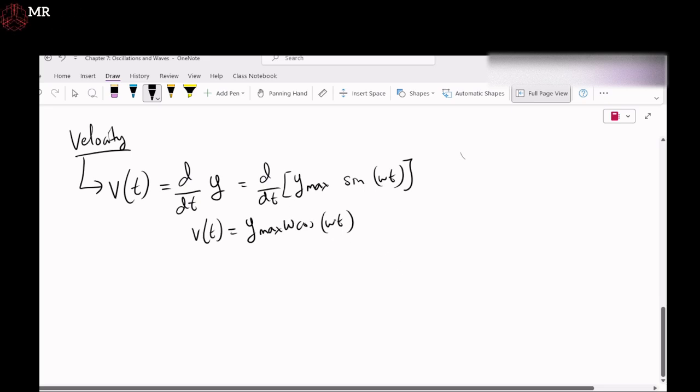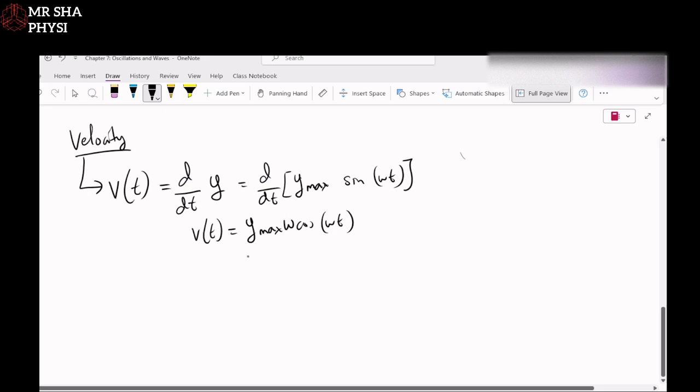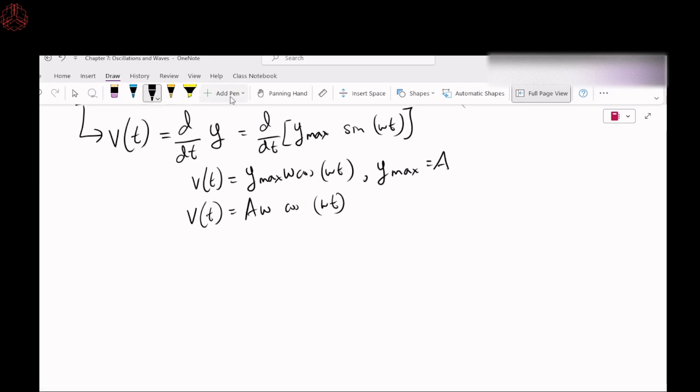So we have a nice function there. But of course, it's useful to just, rather than having to write four letters, write one letter. I'll write down y max equals the amplitude. Therefore, I have v(t) equals A omega cos omega t. So that's the first velocity equation that we need.